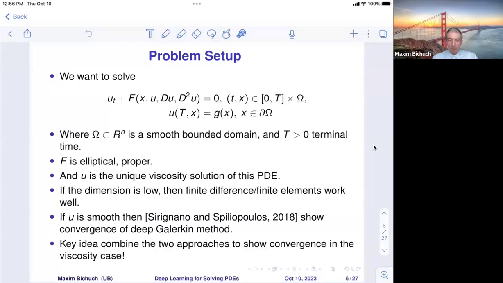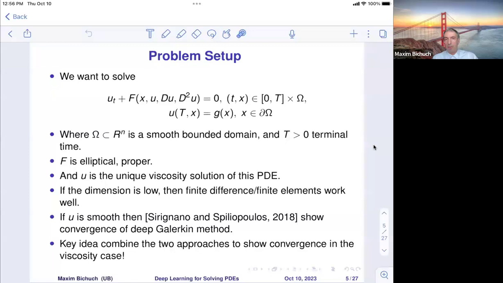And we'll assume that ultimately the solution is a unique viscosity solution of the PDE. So we'll assume that we know that the PDE has a unique viscosity solution. And the key is that it need not be smooth. Now, if the dimension is low, then classically we can use finite differences, finite elements, and that will work well to solve this problem numerically.